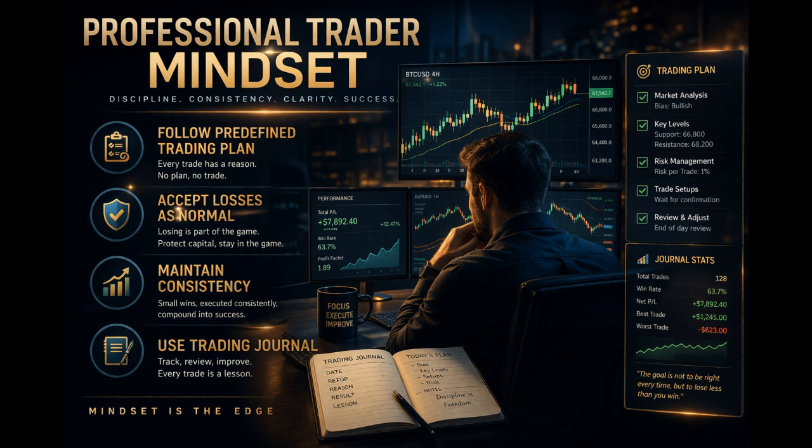Role of trading journals. A trading journal is a record of all trades executed by a trader. Maintaining a trading journal helps traders analyze their decisions and identify psychological mistakes. A typical trading journal may include entry price, exit price, trade reasoning, emotional state during the trade, profit or loss.